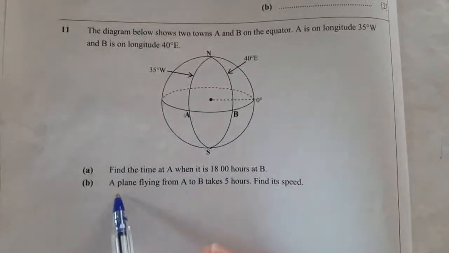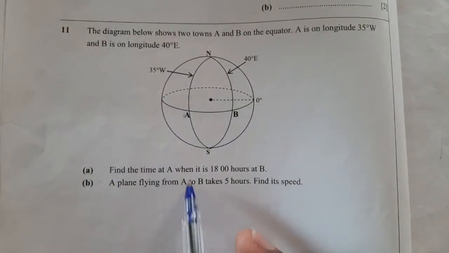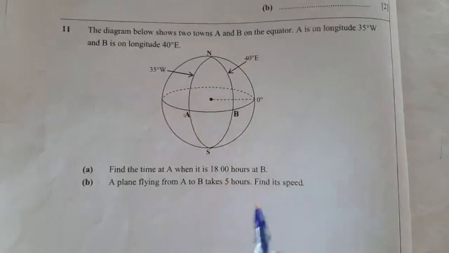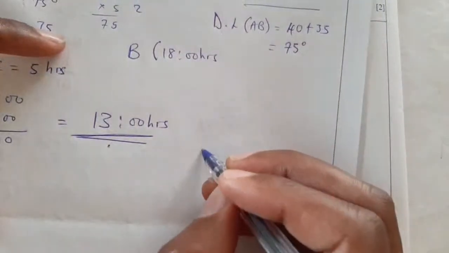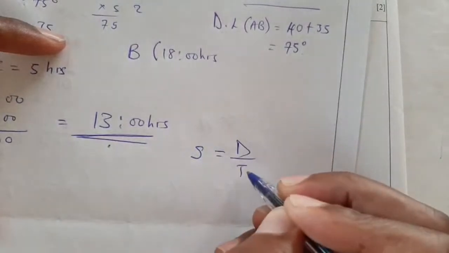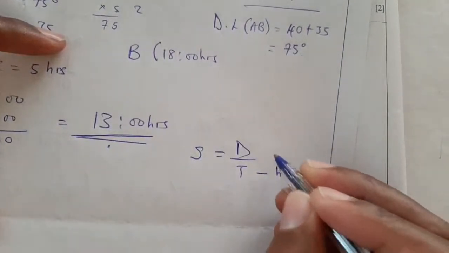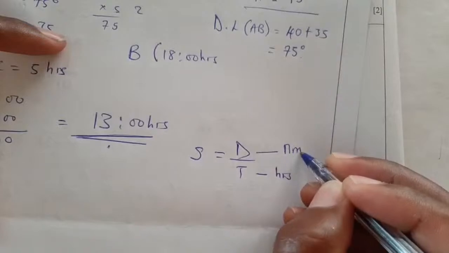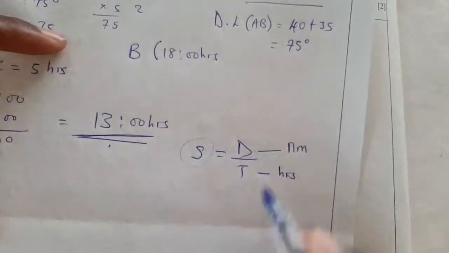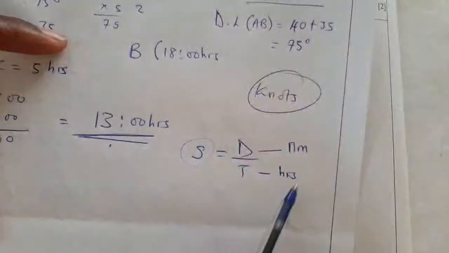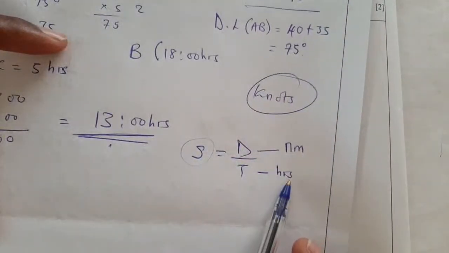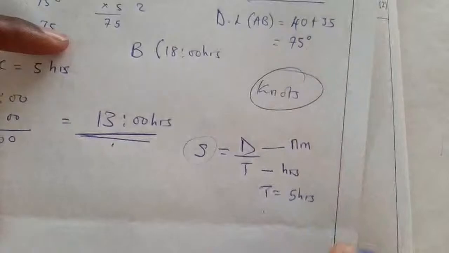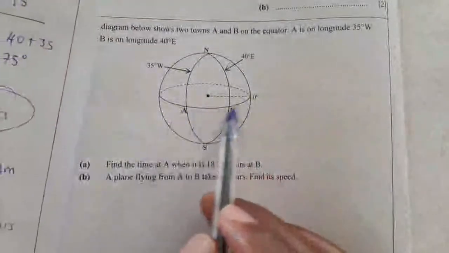They're saying a plane flying from A to B takes 5 hours. Find its speed. The formula for speed is equal to distance over time. In this case, time should be in hours, which is already given. Distance is supposed to be in nautical miles when you're calculating speed, because we need speed in knots. So we already have time, which is 5 hours, but we do not have distance, so we can calculate the distance here.